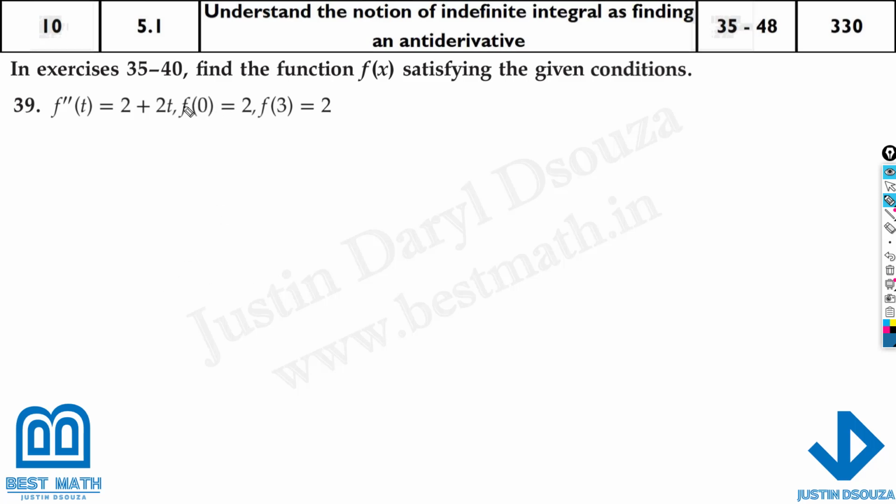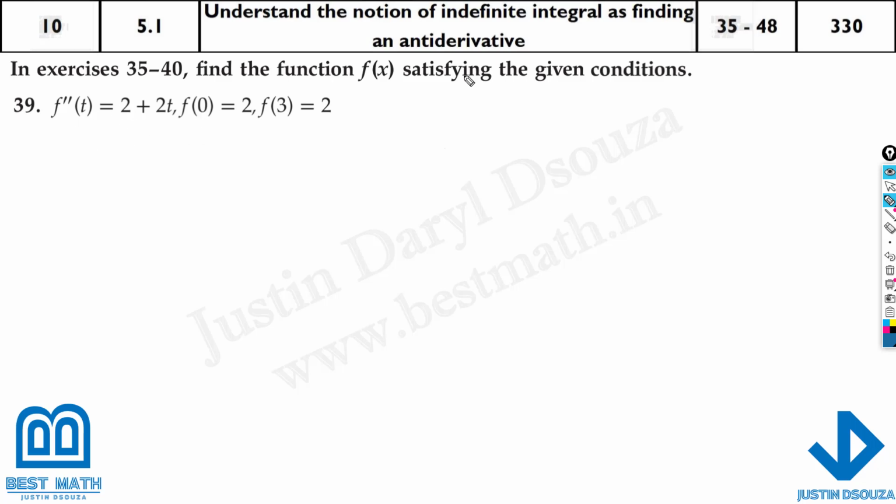Here you can see there is no f derivative of 0. Last time we had f derivative of 0 is equal to something and only f, so we could solve both the constants of integration. But here, if you look carefully, there are only f, f of 3 and f of 0. So how can we solve this?